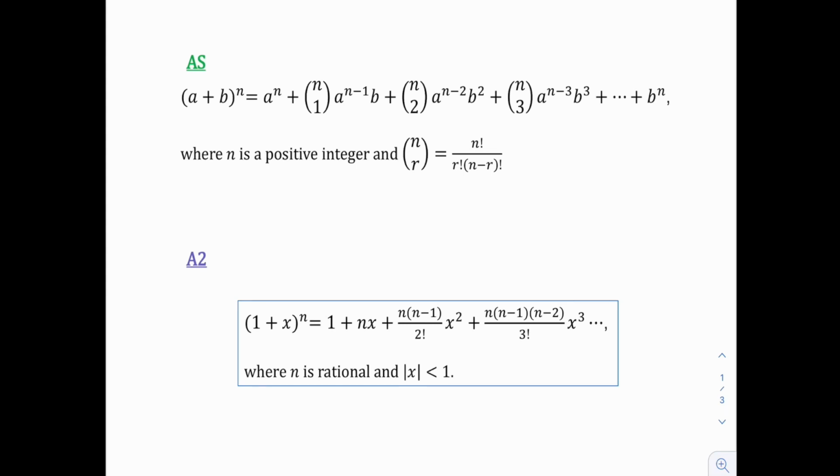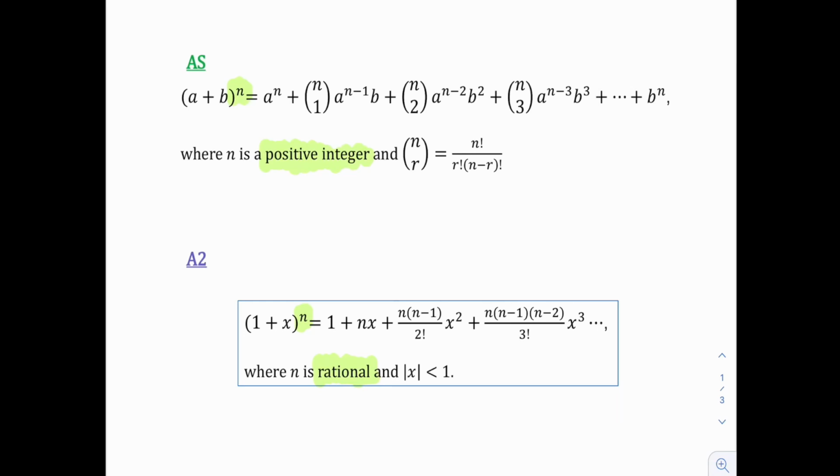Basically, both the formulas are about the same. The only difference is the power n. The power n for the AS is a positive integer, whereas the power n for the A2 formula is a rational number. Alright, so for now, let's focus on the A2's formula.